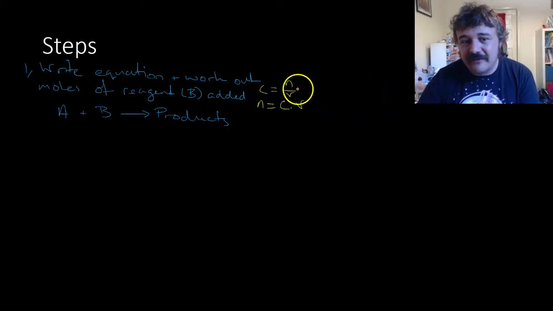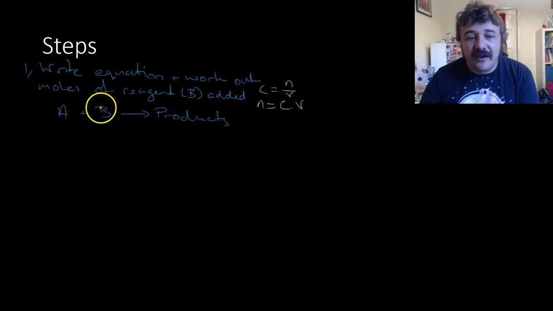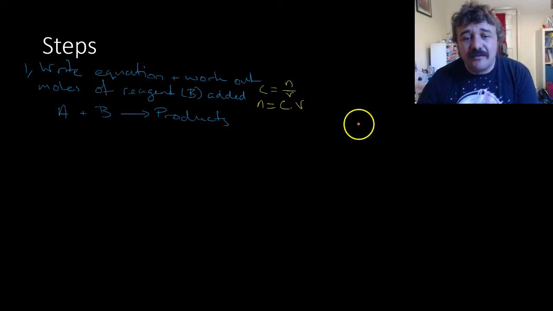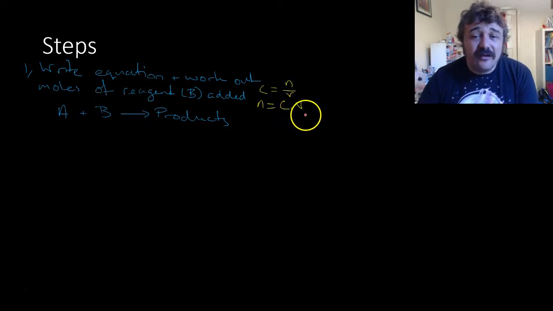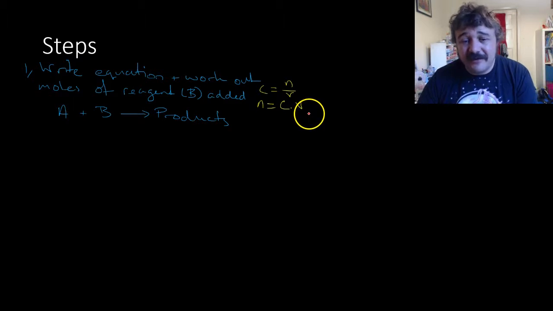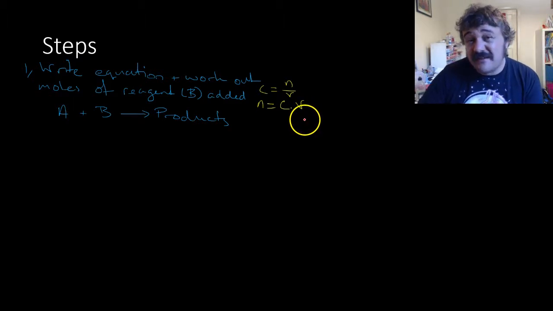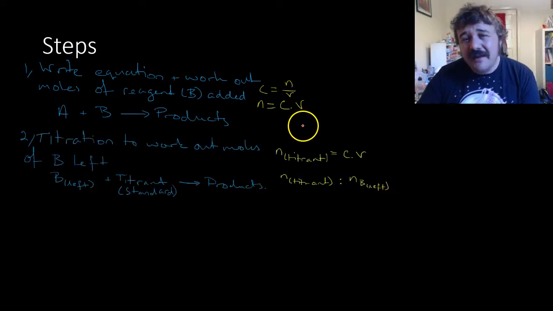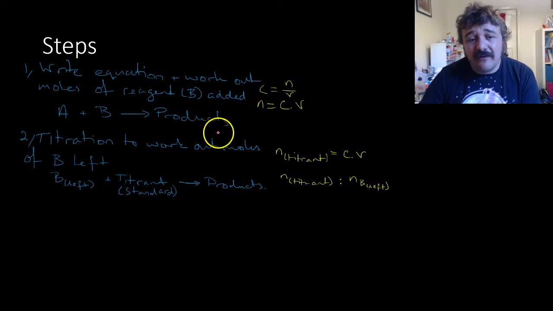Okay, so again, it's still C equals N over V and N equals CV. So if you're using hydrochloric acid and you know that it's 0.11 moles per liter, and you know that you added 25 milliliters, so it's times 0.025. Okay, you then do a titration, when the reaction is finished, to work out the moles of B left.